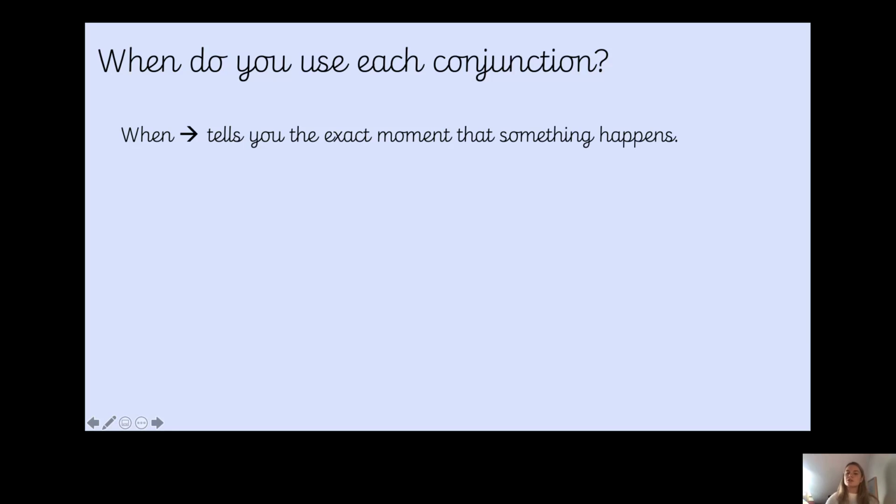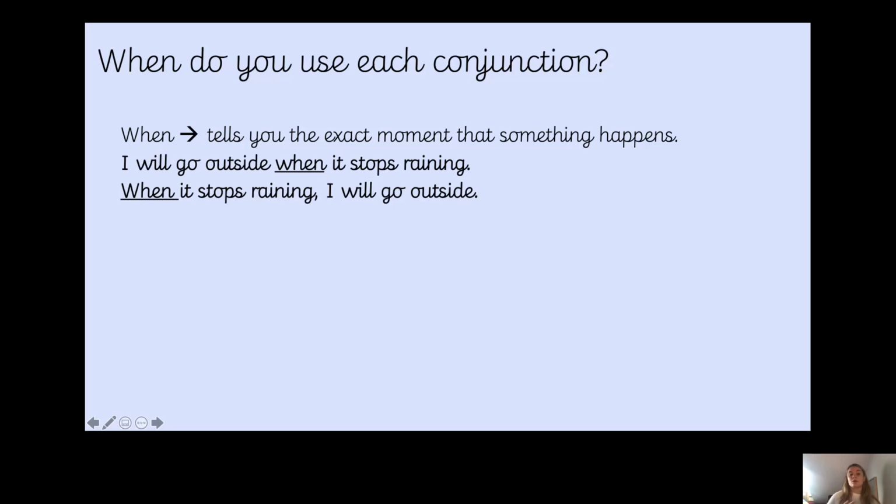Now when tells you the exact moment that something happens. So for example, I will go outside when it stops raining. Okay, so that is the time that you are going to then go outside. You're not going to go out before it stops raining, but exactly when it stops raining, you will go outside. Okay, so it's telling us a time that something is going to happen.